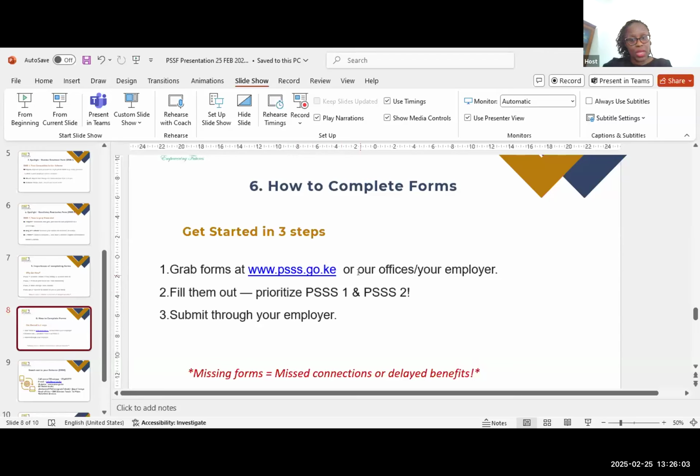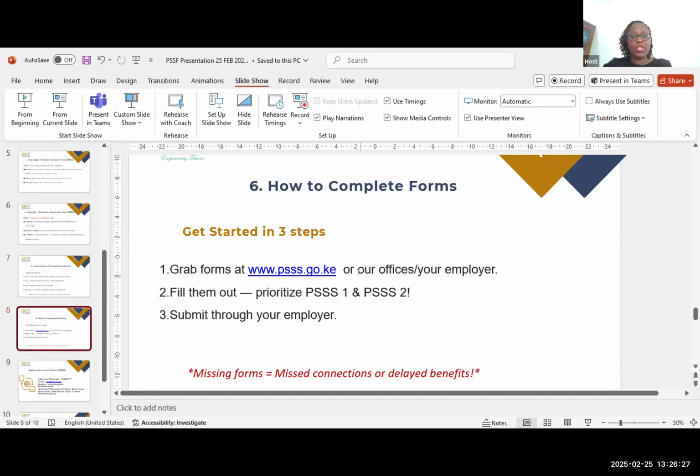is the PSSS1 and PSSS2. That is the member enrollment form, which tells us who you are. And the PSSS2, which tells us, now that we know your Golda, who is this person that you'd like to pay in case Golda is not in the picture. So these are the forms that we'd like you to prioritize: the enrollment form and the nominated beneficiary forms.